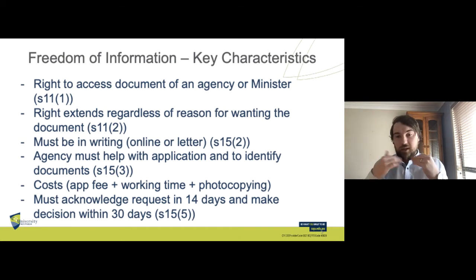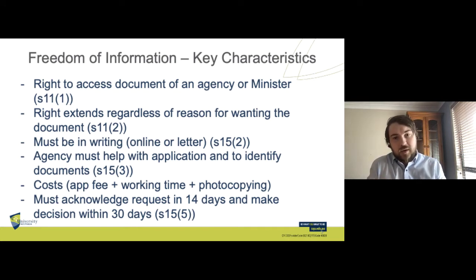So this comes back to that underlying principle of openness and transparency. There really is a lot of mechanisms within the Freedom of Information Act to push agencies to be open and transparent. And this requirement that the agency help with the application is part of that.